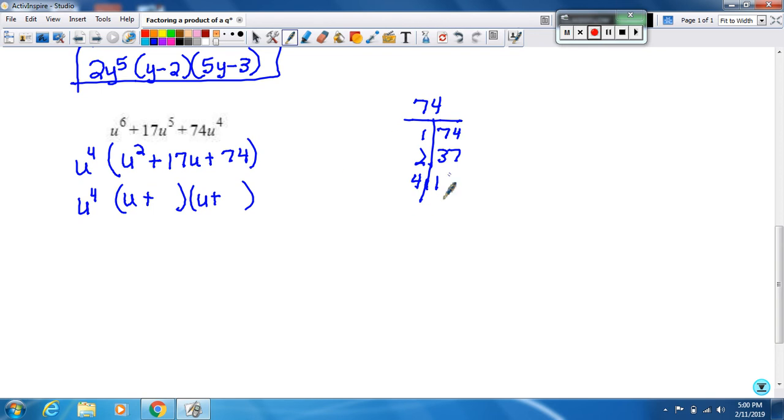Okay. If you cannot get a combination to work, then at this point right here, you've got your answer. You're finished.